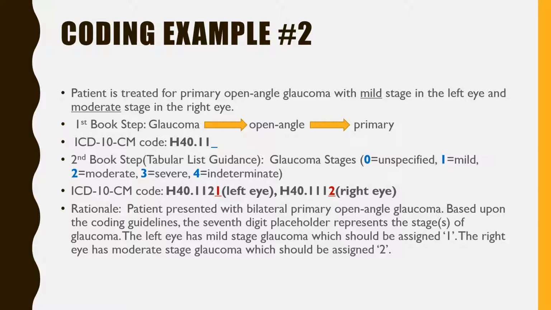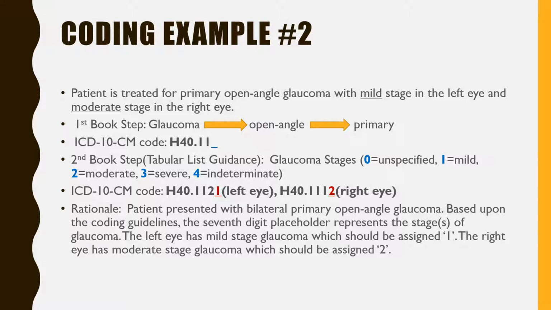So in our second book step, we're going to refer to our tabular list for guidance. And there we have the glaucoma stages listed, which is represented again with 0 representing the unspecified, 1 for mild, 2 for moderate, 3 for severe, and 4 for indeterminate. So again, because the provider specified that there was glaucoma in both eyes, the left and the right, he also specified the different levels or the different stages that are represented in each eye.